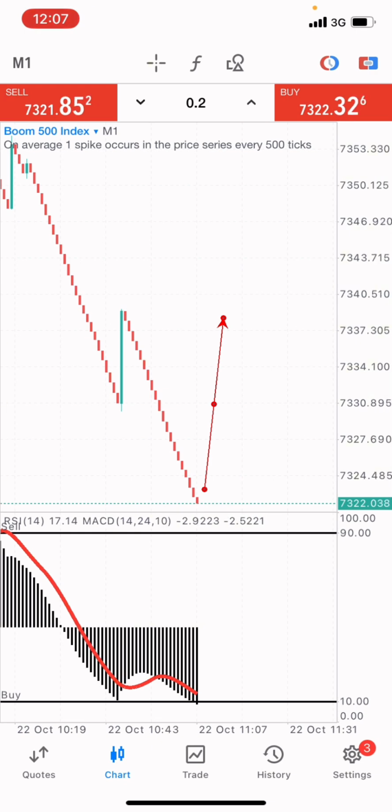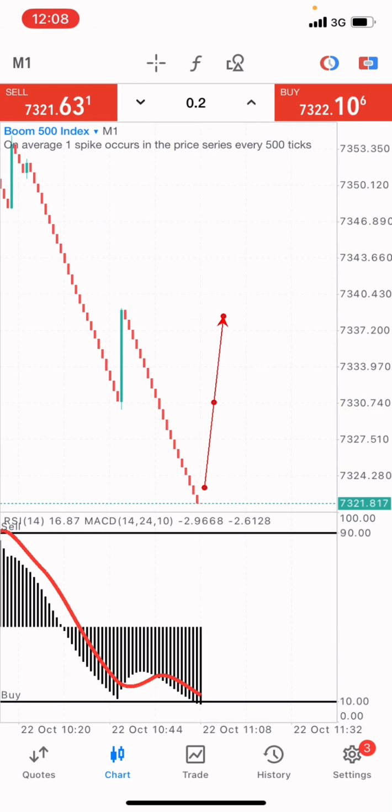And make sure that the amount of lot size you use, you have calculated it well before you put in that amount of lot size, so that you don't end up blowing up your account, okay? You want to make sure that you understand the amount of lot size you are using before you use it to trade at all, okay?